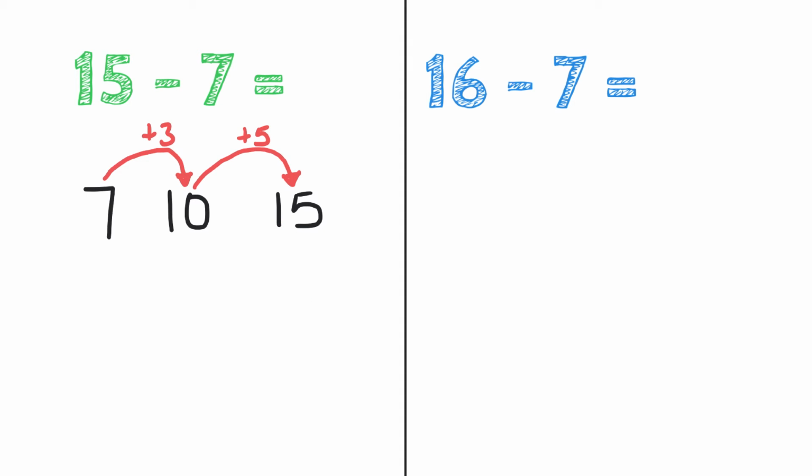Okay, now I've made my jumps and now I need to add up how many moves I had. So I had a 3 and 5. So let's add those together. So I'm going to add 3 plus 5, and I know that equals 8. So my answer then is 15 minus 7 equals 8.